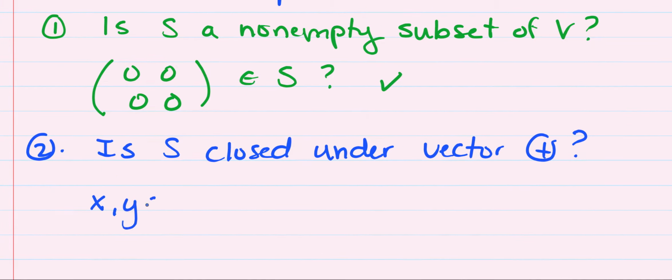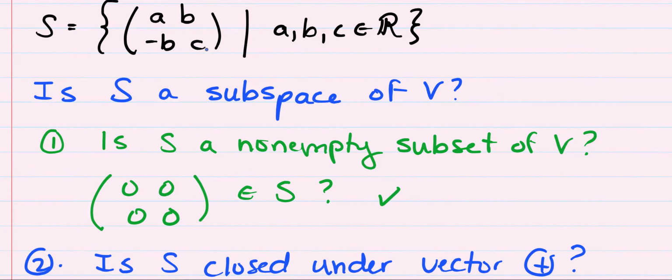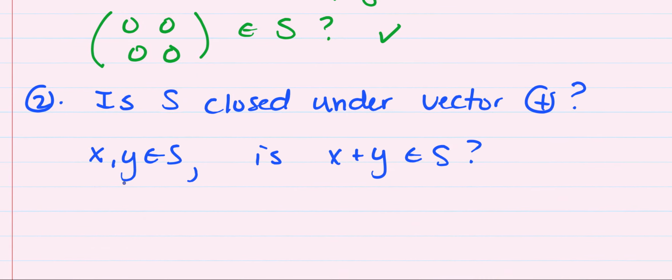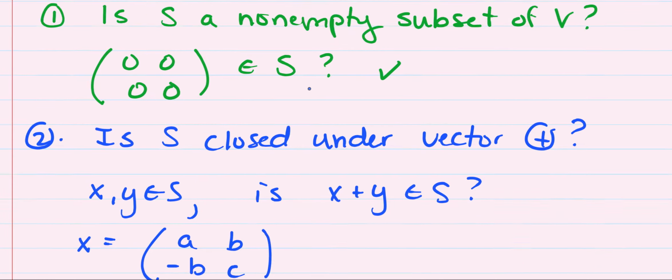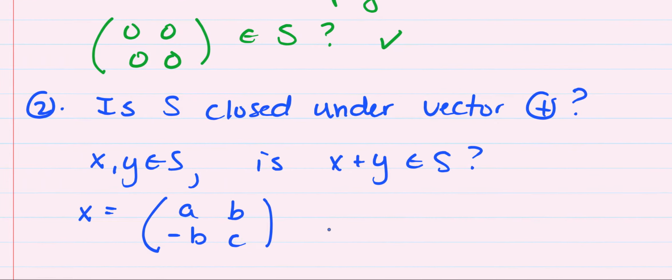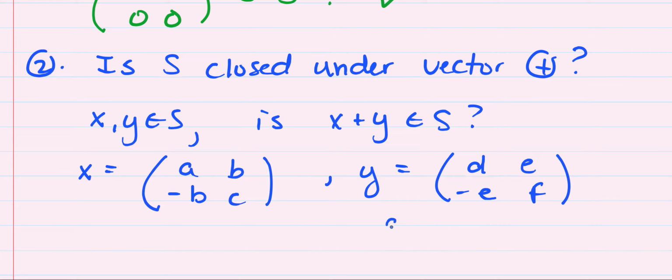So if X and Y belong to S, is the sum X plus Y in S? Well, let's define X and Y. We need to come up with two 2 by 2 matrices that belong to S. They need to have this form. So we can let X be A, B, negative B, C, just like what we see here. And let's let Y be D, E, negative E, F. And we're assuming A, B, C, D, E, F belong to the real numbers. So you can see that these two vectors belong to your subset S.